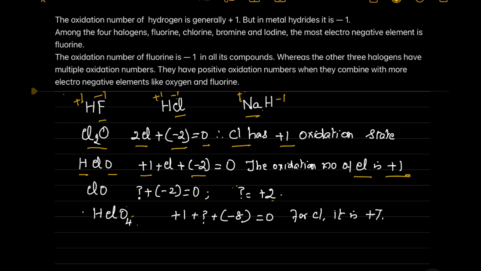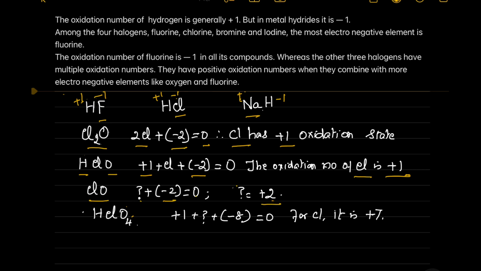In ClO, oxygen is more electronegative than chlorine. Therefore, its oxidation number is -2. -2 plus that of chlorine is equal to 0, or the oxidation number of chlorine is +2 here.